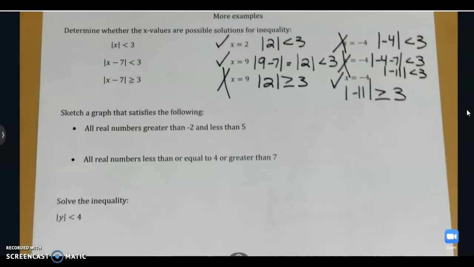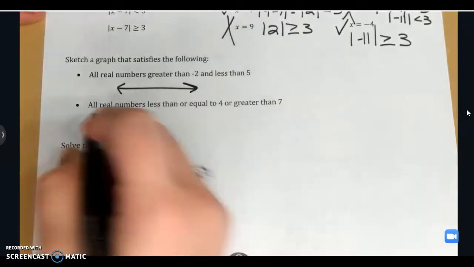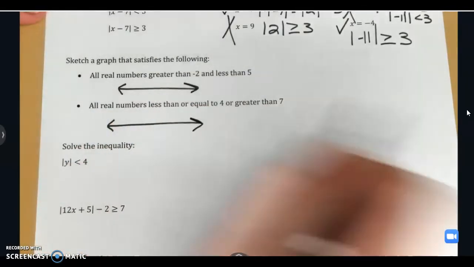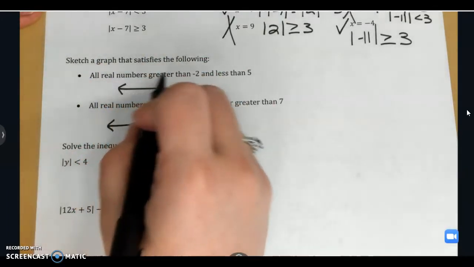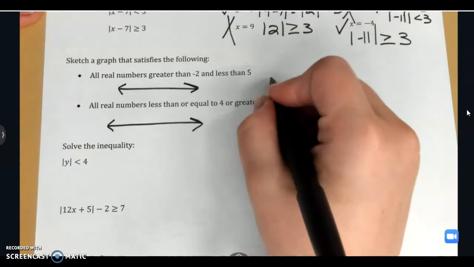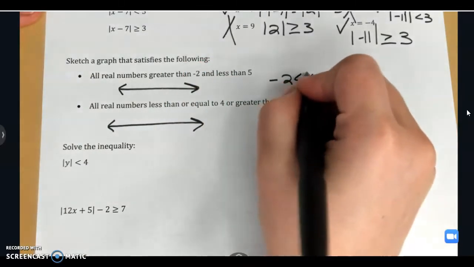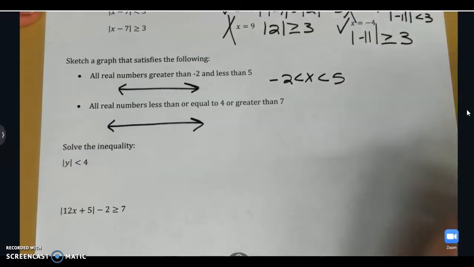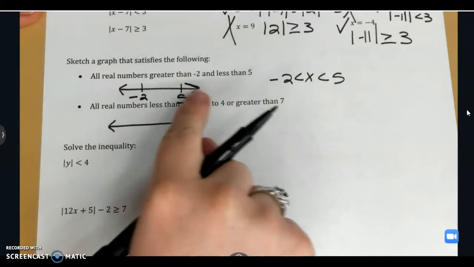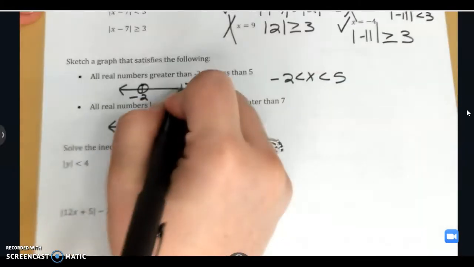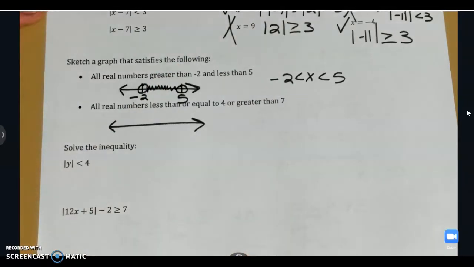Okay. Then these next two are just practice graphing on our number line. I find that it's easiest to put it as an inequality first and then use that to make your graph. So we're looking for all real numbers that are greater than -2 and less than 5. So that's what that would look like as an inequality. This helps me to see, okay, I'm going to go from -2 to +5. They're both going to be open circles, and it's just going to be all of those numbers in between.